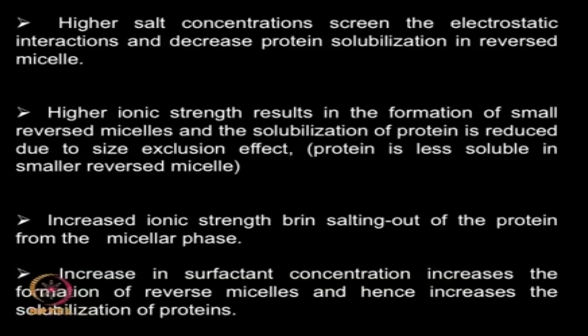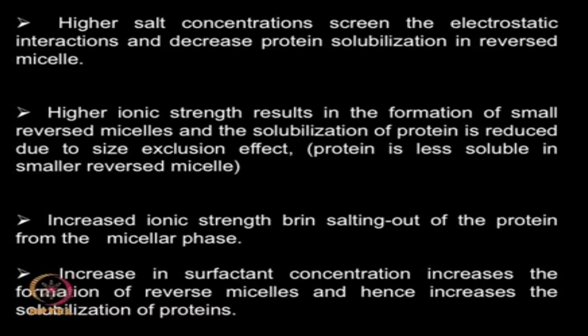Similarly, if I have a higher ionic strength, this results in the formation of small reverse micelles. So when I am forming very small reverse micelles, then my solubilization of the protein is reduced because of the size of the core of the reverse micelle hydrophilic region, whereas if I have a lower ionic strength, then I am able to make larger reverse micelles. That means I will be able to solubilize more of the protein because of the size exclusion effect.